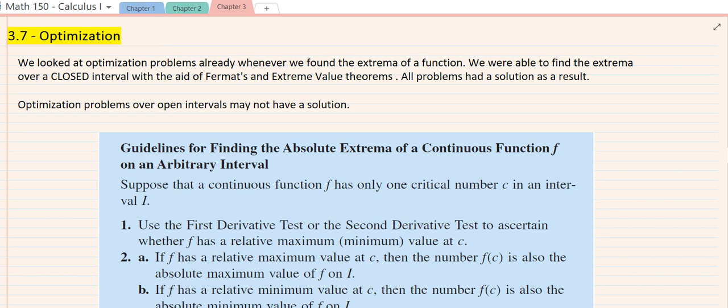If you recall, we had a couple of theorems. We had Fermat's theorem and the extreme value theorem over a closed interval, which guaranteed the existence of an extrema. So the difference now is that with the applications we're looking at, we may not have a closed interval. When optimization takes place over an open interval, the problem may not have a solution. So that's what we want to investigate in this section, whether these applications have solutions.